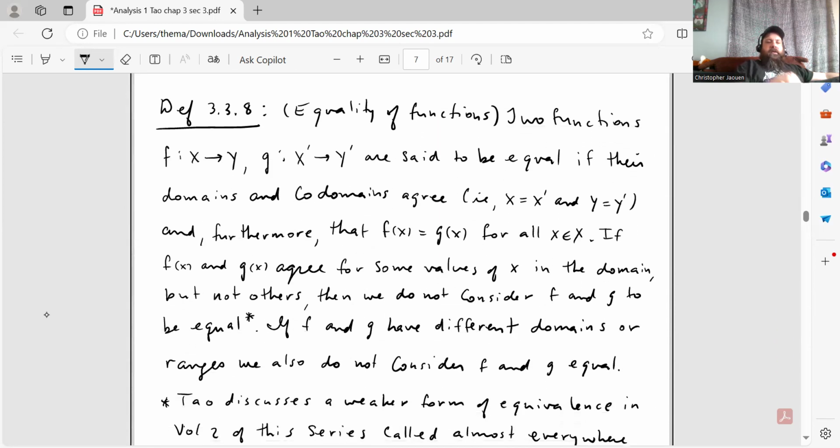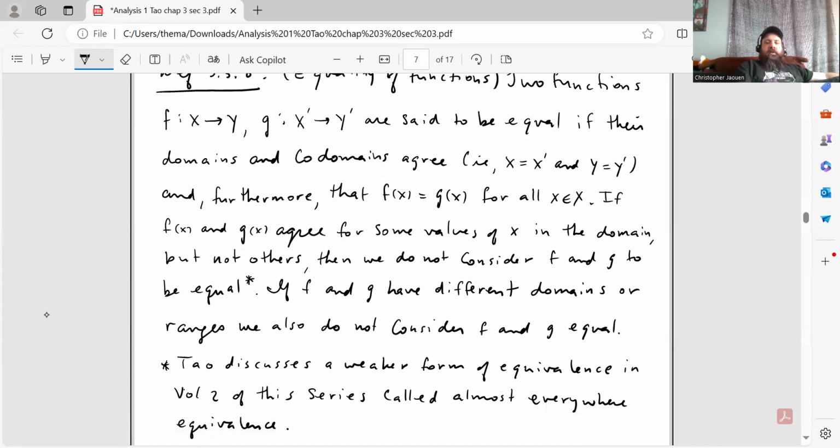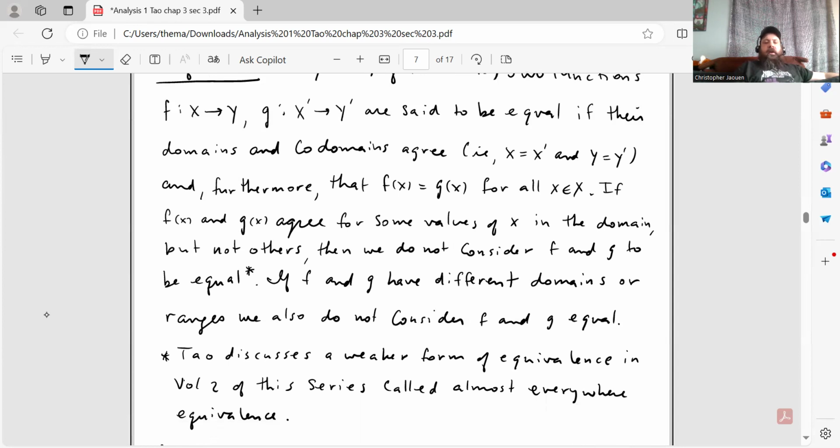All right, next we have a definition. This is definition 3.3.8. Here we're going to define what it means for two functions to be equal to each other. Two functions, f from X to Y, g from X prime to Y prime, are said to be equal if their domains and codomains agree, meaning X equals X prime and Y equals Y prime as sets, and furthermore, that f of x equals g of x for all x in X. If f of x and g of x agree for some values of x in the domain but not others, then we do not consider f and g to be equal.